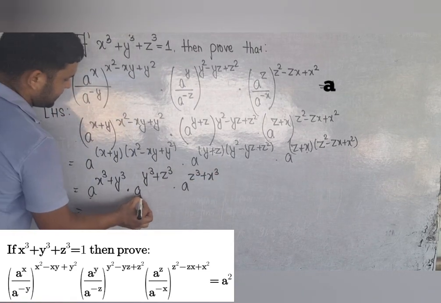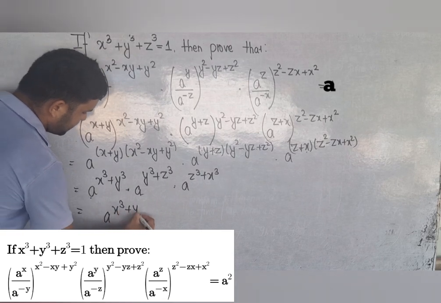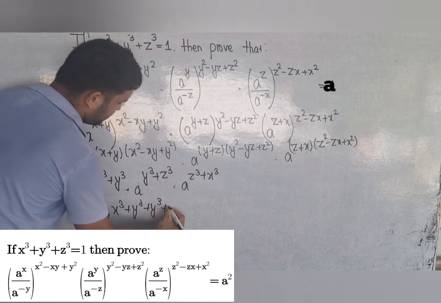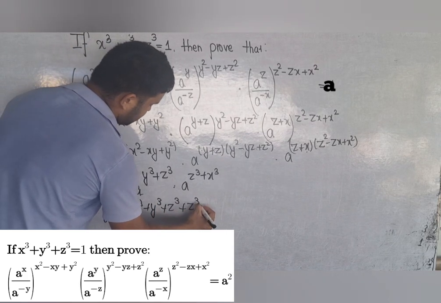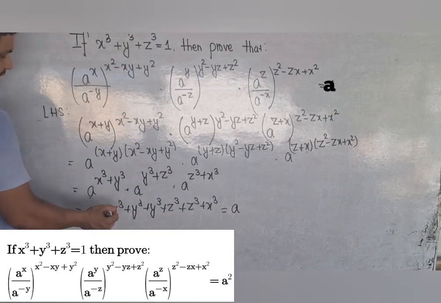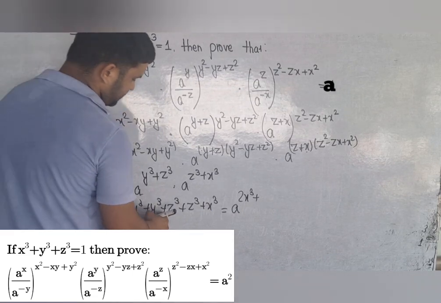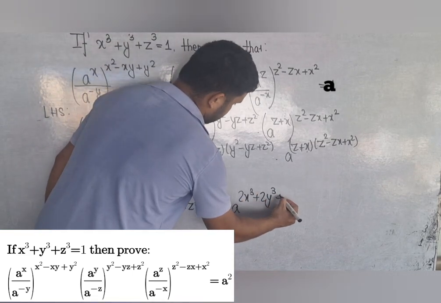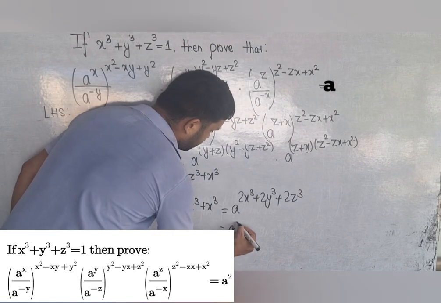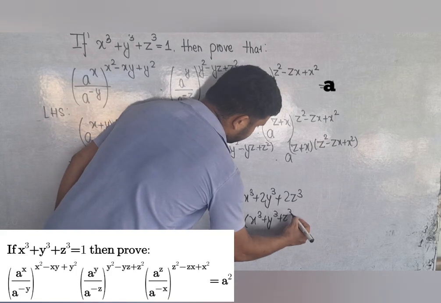Now since all the bases are the same and they're being multiplied, we can add their exponents, we can add their powers. So it can be written as x cube plus y cube plus y cube plus z cube plus z cube plus x cube. X cube plus x cube gives us 2x cube. Y cube plus y cube gives us 2y cube. And z cube plus z cube also gives us 2z cube. Now in our power we can take 2 common. So it can be written as 2 times x cube plus y cube plus z cube.